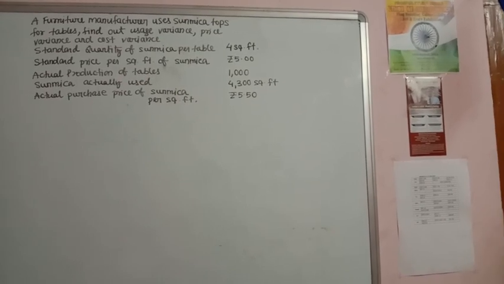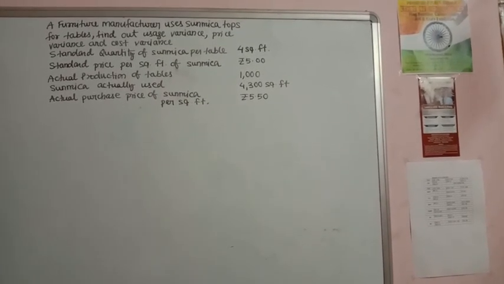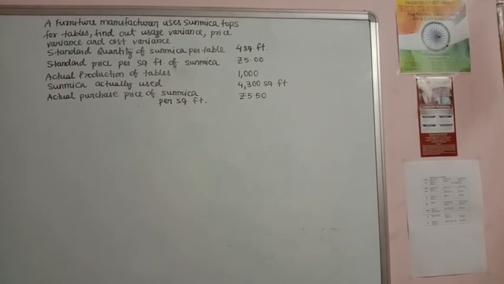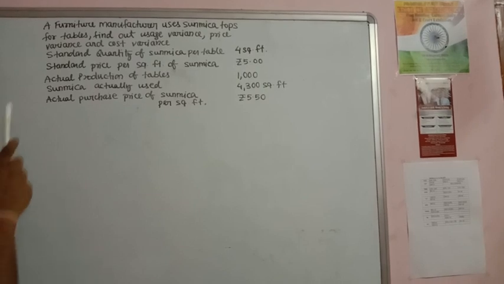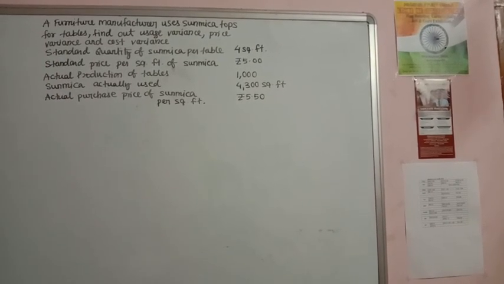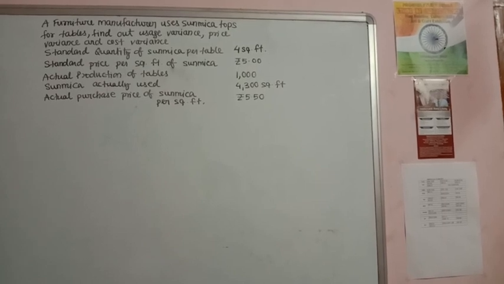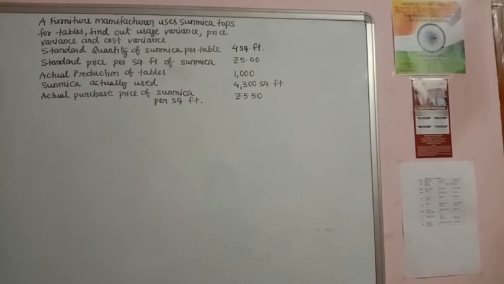Okay, the earlier numerical was a very simple one. This one is also very simple, but with slight adjustments that you need to deal with in this particular numerical. So let's read the question. A furniture manufacturer uses Sunmica tops for tables. Find out usage variance, price variance and cost variance with the information given.